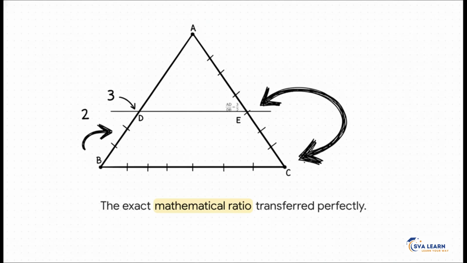On the bottom arm, from A to D, we count 3 spaces. From D to B, we count 2 spaces, ratio 3:2. Now, if you take a physical ruler, measure the distance from A to E, and then E to C, and divide them, you get the exact same mathematical value, 3/2. The parallel line perfectly transfers the proportion from one side of the triangle right over to the other.